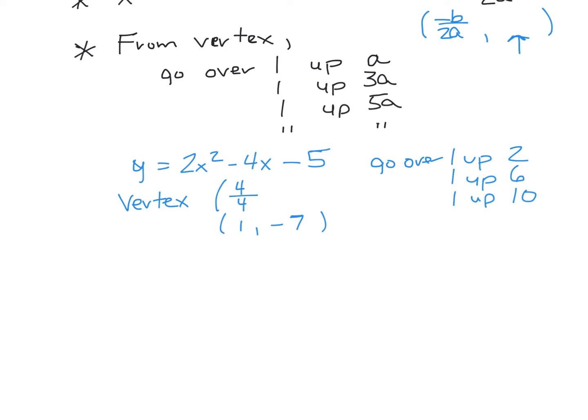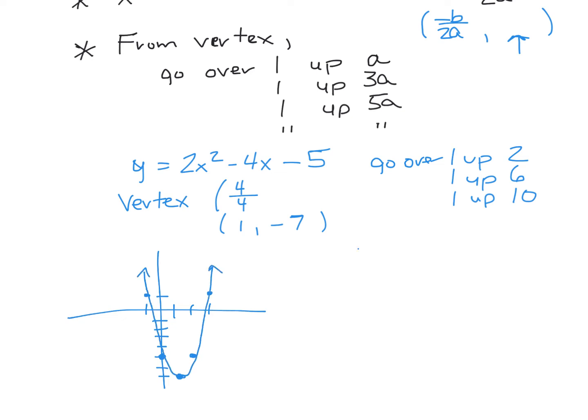So looking at this graph a little closer, we've got the point 1, negative 7 being our vertex. And then I could go over 1 and up 2 on each side because of symmetry. And you can see now my y-intercept is negative 5. And then from there, I would go over 1 and up 6. And then I would have the general shape of the parabola.